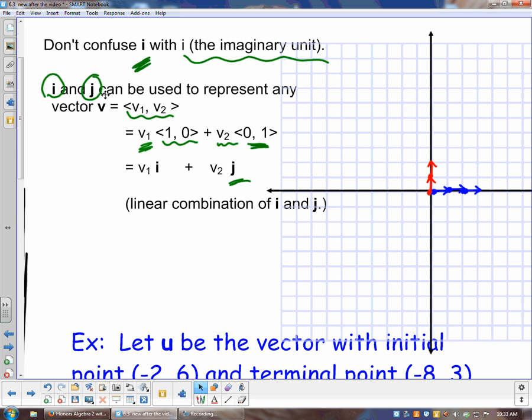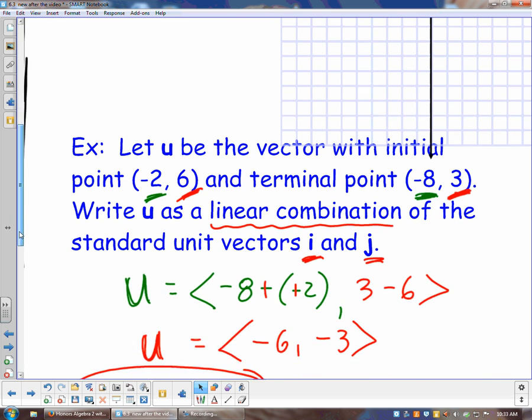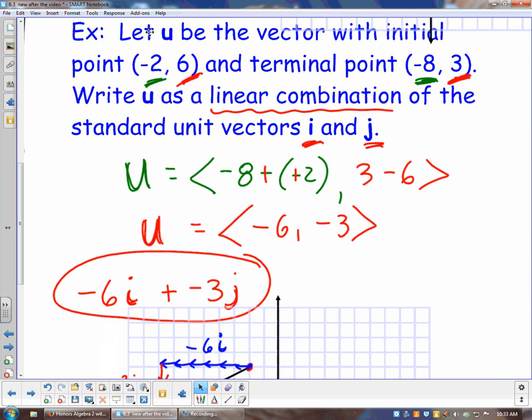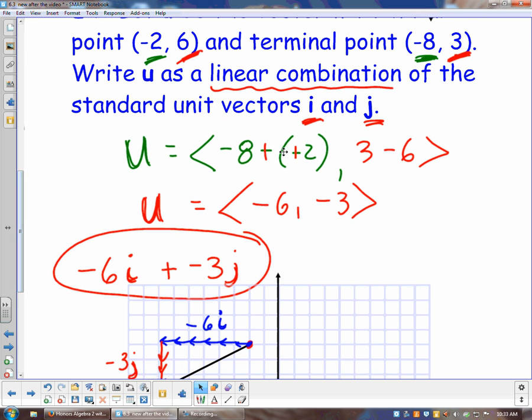Okay, so boldface i, boldface j, those are our standard unit vectors, and they can be used to represent any vector. So v1 times ⟨1, 0⟩, v2 times ⟨0, 1⟩. If I want to add those, I can get any linear combination. So here's an example that we did on the video. Let vector u be the vector with initial point (-2, 6) and terminal point (-8, 3). Write boldface u as a linear combination of the standard unit vectors. And so we do terminal minus initial, so -8 minus -2 is going to be -6, and 3 minus 6 is going to be -3.